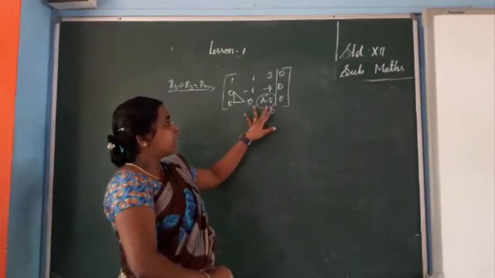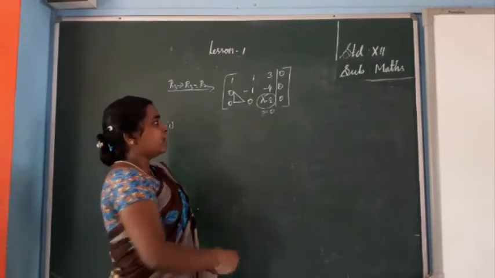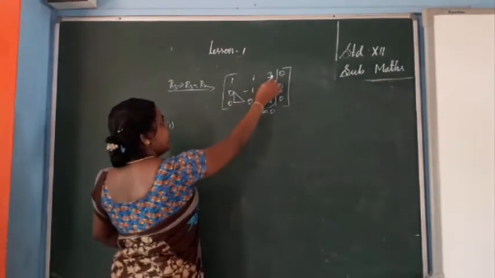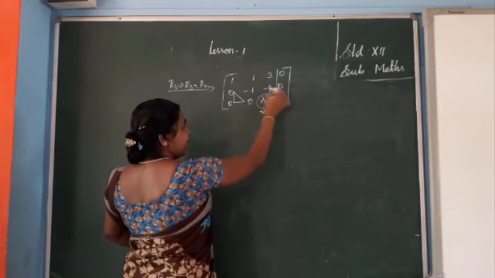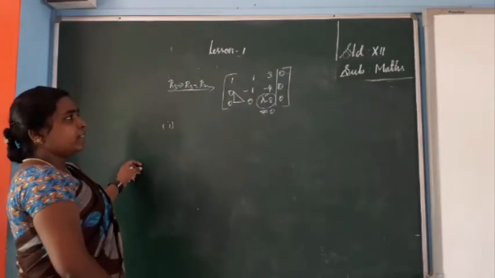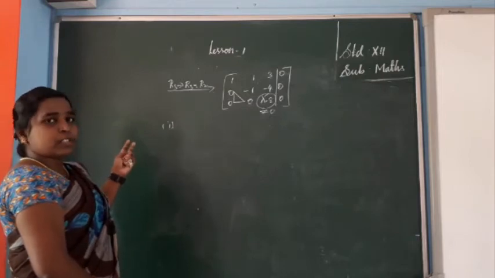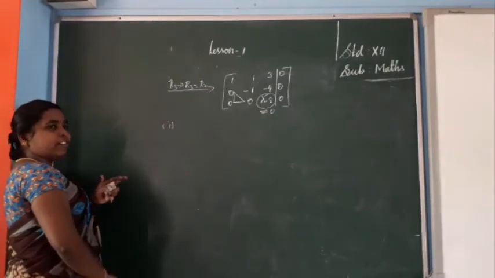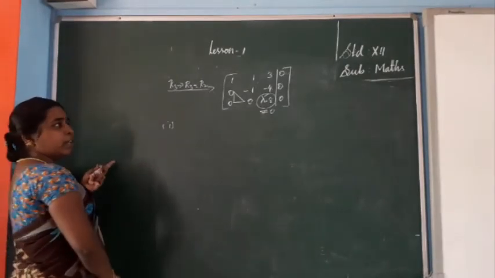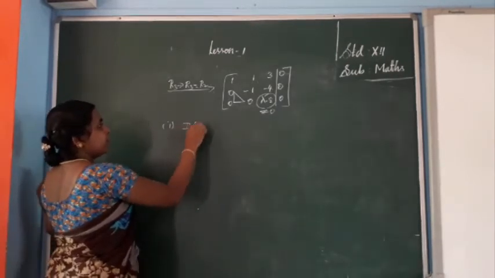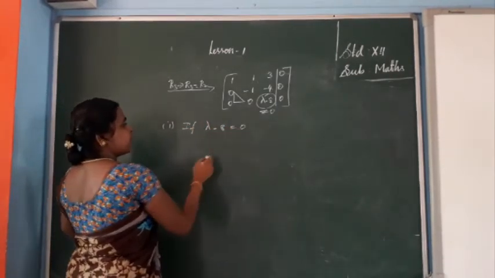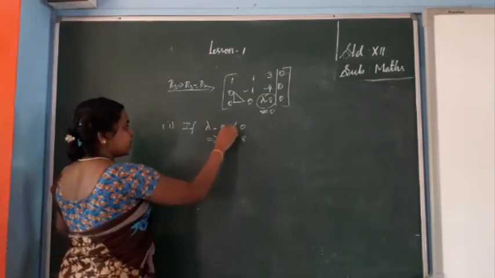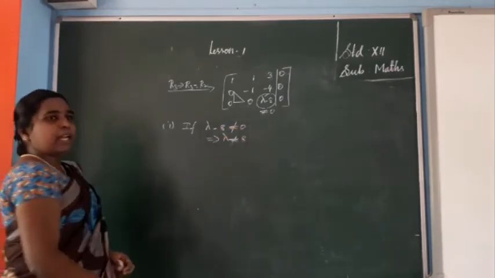Next, suppose lambda minus 8 equal to 0. So this last row is fully 0, then what do you get? Rank of A is 2, rank of AB also 2. So we can say the system is consistent, it has a non-trivial solution, infinitely many solutions. Here for homogeneous equations, one more word is given in the answer, that is non-trivial. So I am writing first: if lambda minus 8 not equal to 0, which implies lambda not equal to 8.